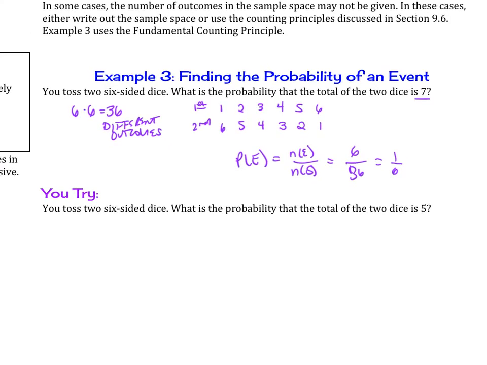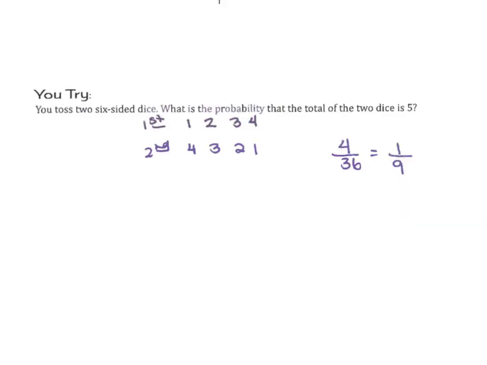So try this next example. You toss 2 6-sided dice. What is the probability that the total of the 2 dice is 5? I would list it out. We know the number of different outcomes in the sample space is 36. Then you can go ahead and list how you could possibly get a sum of 5. Trying this out, if you tossed a 1, you would have to toss a 4. If you tossed a 2, you'd have to toss a 3, and then a 3 and a 2, and a 4 and a 1. So there's a 4 out of 36 chance, or 1 out of 9 possibility, that the total of the 2 dice is 5.